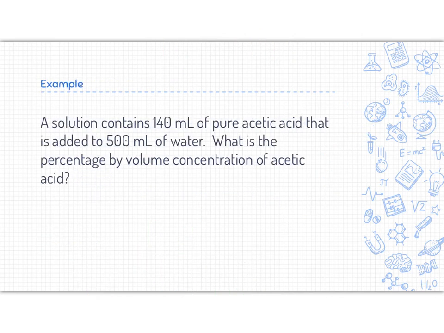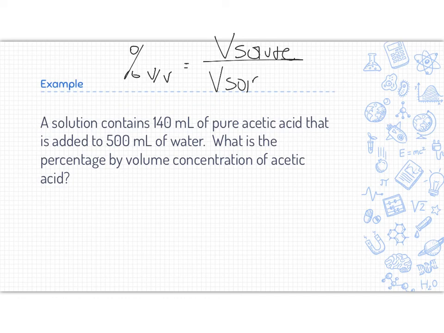Okay, a solution contains 140 milliliters of pure acetic acid that is added to 500 milliliters of water. What is the percentage by volume concentration of acetic acid? So in this case, we're looking at percent volume by volume. Okay, so percent volume by volume means that we need the volume of solute over the volume of solution times 100%. All right, so acetic acid is our solute because it's present in the smaller quantity. Water will be our solvent.